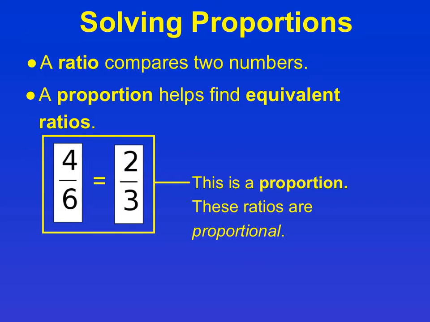4/6 is equal to 2/3. So 4/6 and 2/3 are ratios. 4/6 is equal to 2/3 is a proportion. These ratios are what we call proportional.